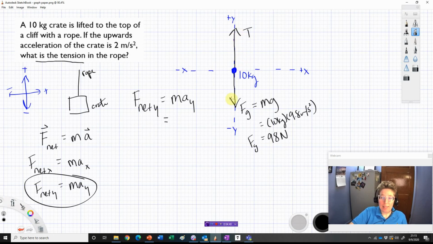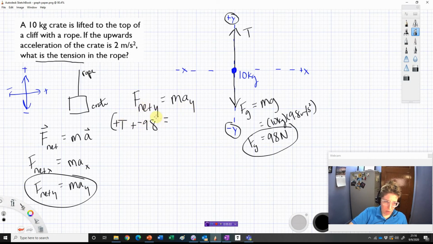So in this diagram, I've got two forces in the y direction. I've got T. It's pointing toward the positive side, so that's going to be a positive T. And I've got 98 newtons. It's pointing toward the negative side, so I'm going to have plus negative 98, or just minus 98 is fine.